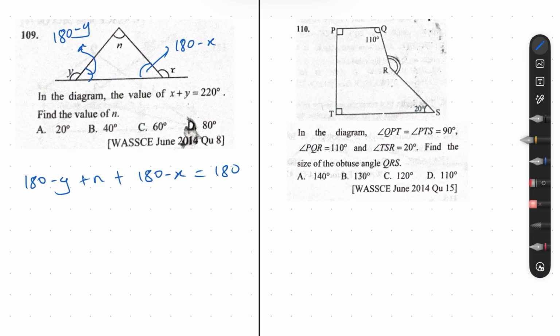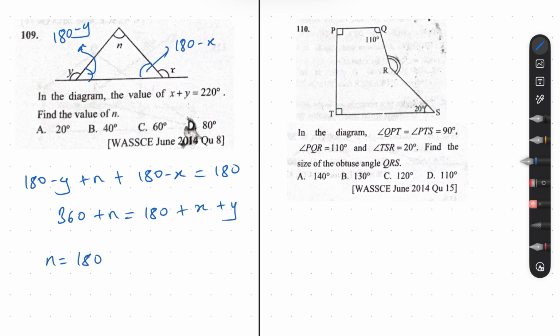If we group like terms, we have 180 plus 180. This 180 plus 180 will give us what? 360. Okay, so we have 360 plus n should give us 180, and we move the x and the y to this side. They become positive, right? Plus x plus y.